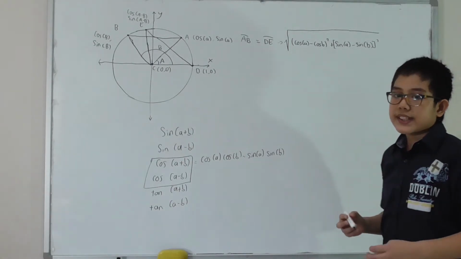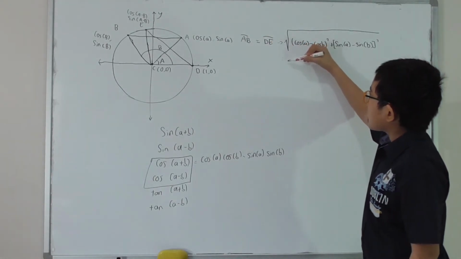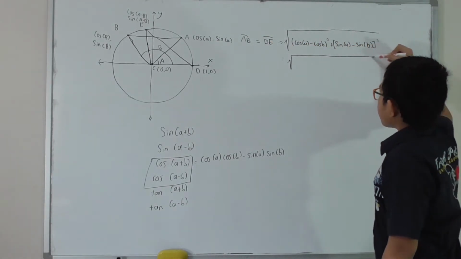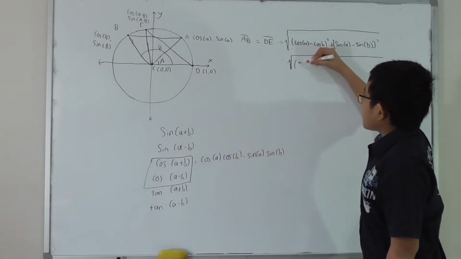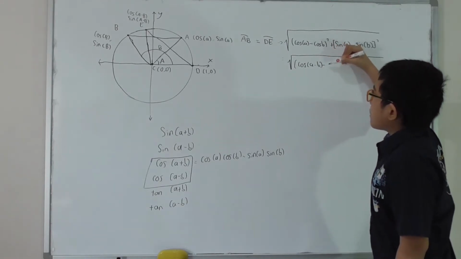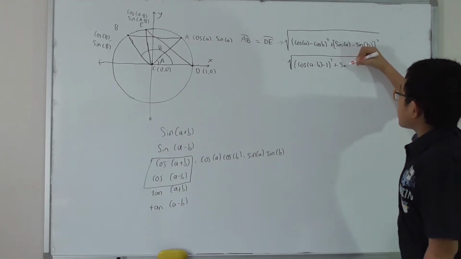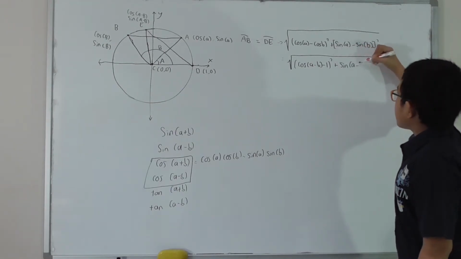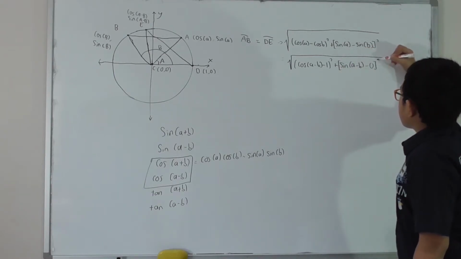And then for our chord DE, it's going to be the same thing. It's going to be the square root of cosine of A minus B, minus 1, squared, plus sine of A minus B, minus 0, squared.